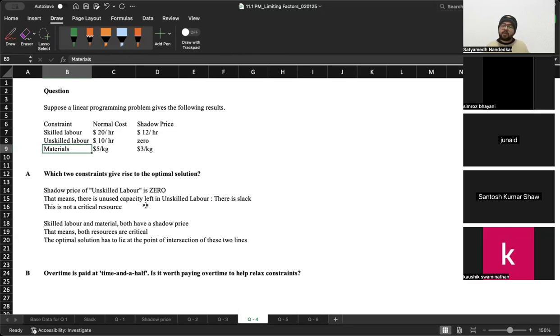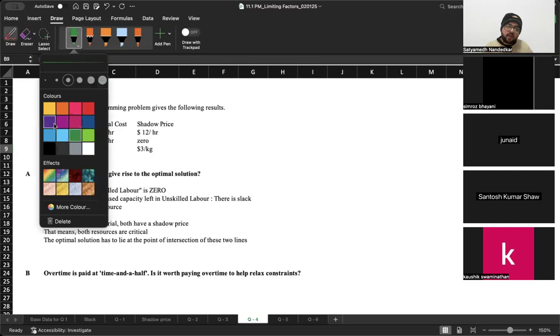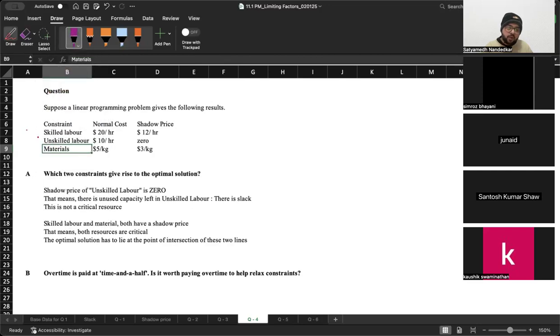Unskilled labor में there was no shadow price. So there is no question of bringing in one more unit of the additional resource. This is a non-critical resource. But skilled labor and आपका जो मटेरियल है, both these are critical resources. So the optimal solution has to lie at the point of intersection of these two lines. If somebody is now asking you which two of these will give you the optimal solution, you should pick up skilled labor and you should pick up material. These two will give me the optimal solution.